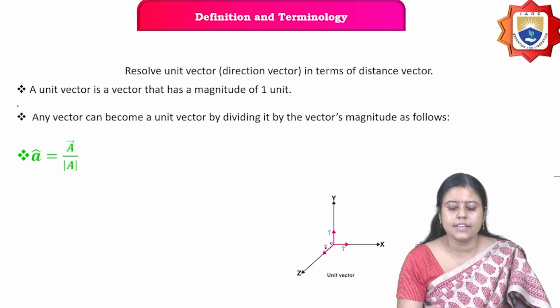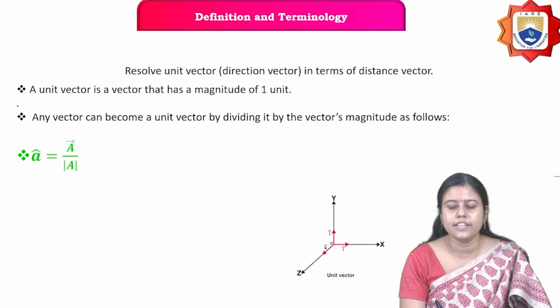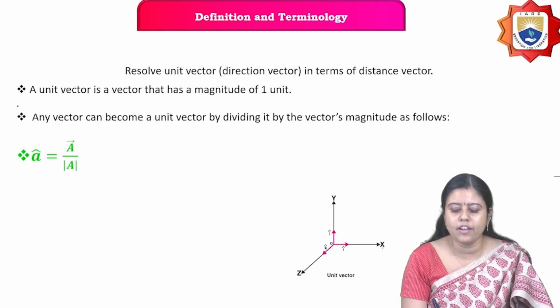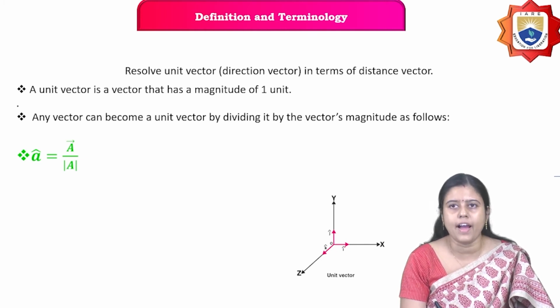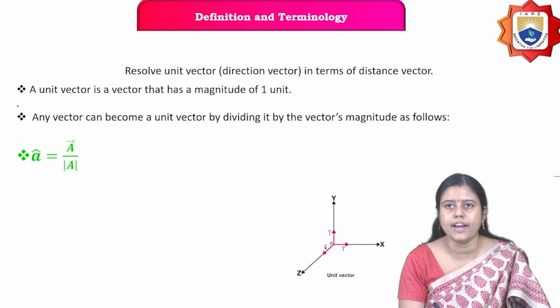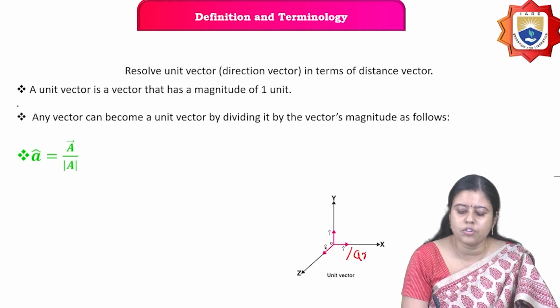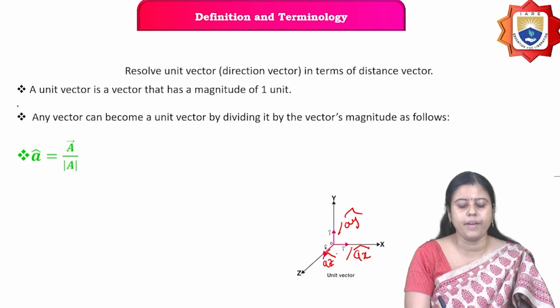So in three dimensions, we have a vector. Generally we write any vector along the x-axis by i, any vector along the y-axis by j, and any vector along the z-axis by k. In EMF we also write i as a_x, j as a_y, and k as a_z vector.